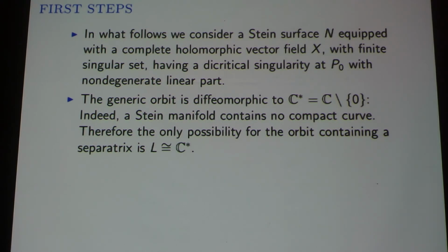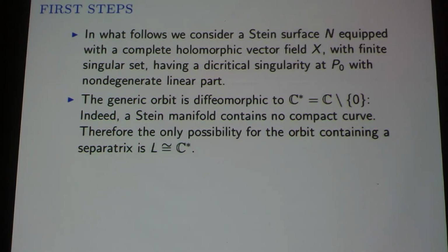So the first thing that we observe is that the generic orbit of such a guy is C star, is periodic. Why? Well, we already know that orbits are C or C star, but besides the critical singularity, you have a lot of separatrices. The leaf containing a separatrix cannot be C, because when you add the singularity, you would have C plus 1 point. This would give you a compact sphere, that cannot fit into a Stein space. So all the leaves that contain separatrices are periodic. They have to be C star. When you put the singularity, what you have is C.